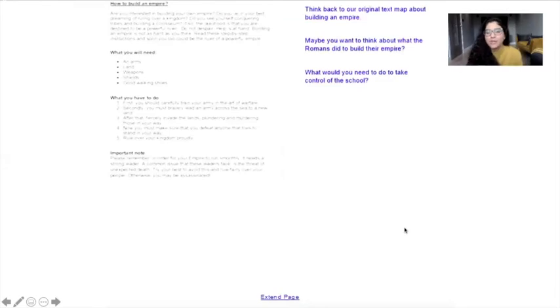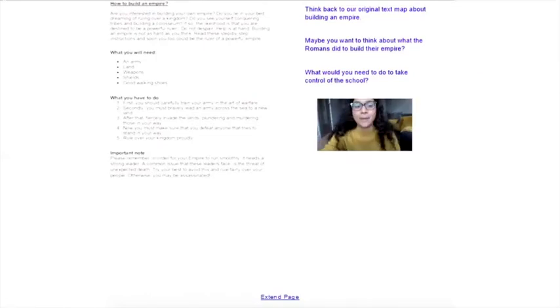Now think back to our original text map about building an empire. Maybe you want to think about what the Romans did to build their empire, and what you would need to do to take control of the school. So let's have a read through of the text map just to remind us of how the Romans built their empire, what they did to do that, and what they needed to take control of the empire. And maybe it can inspire you to think about how you would go about taking control of the school.